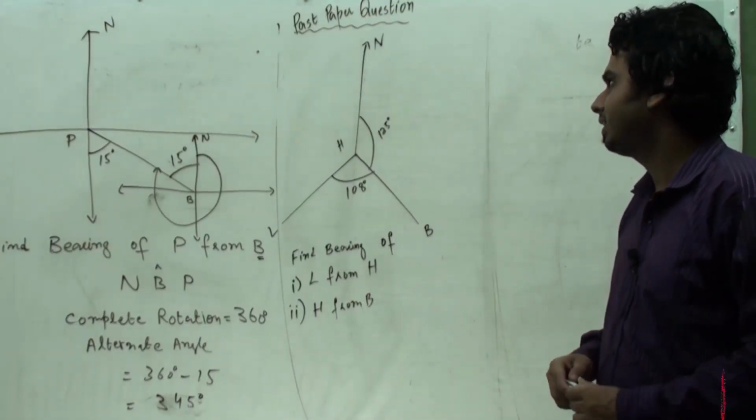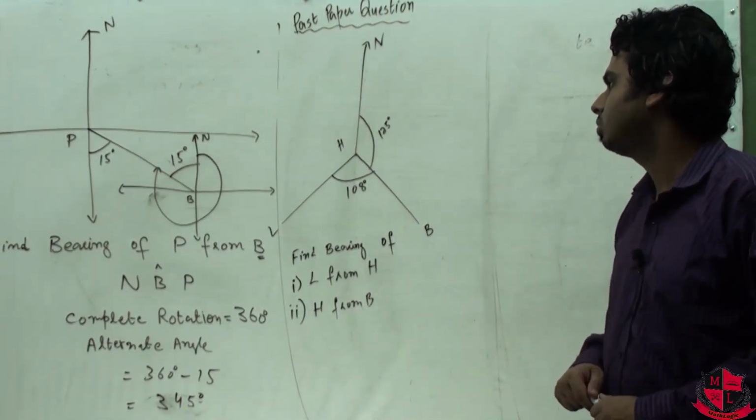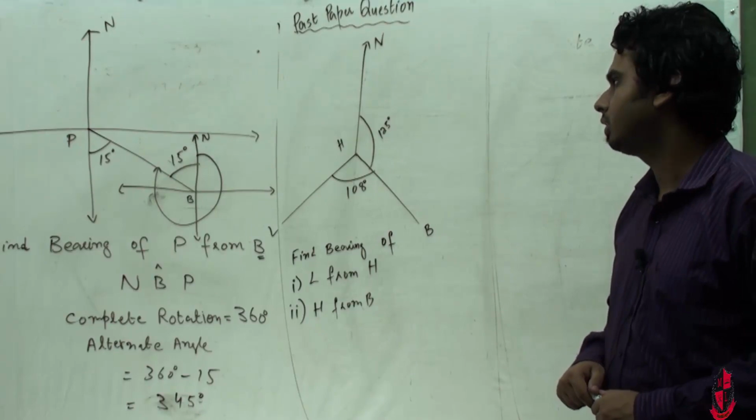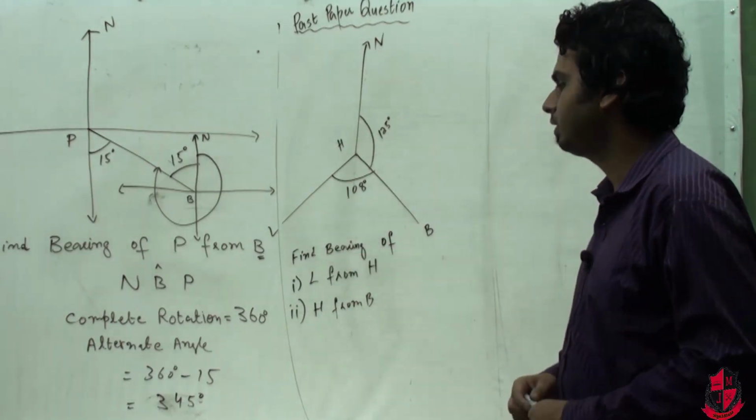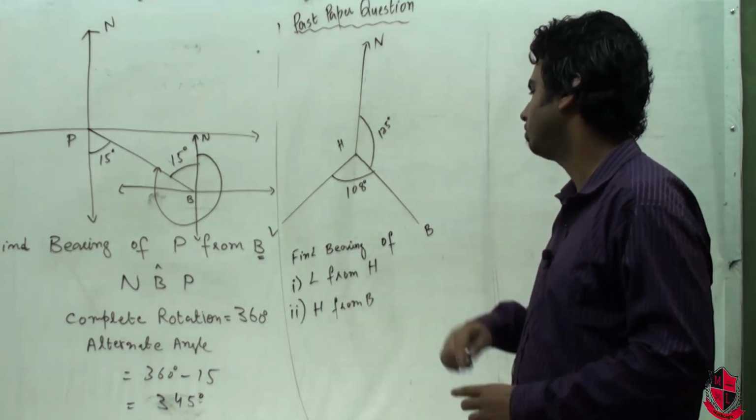So let's take another example. Basically it is a past paper question of paper 1, and the question states that we have north, we have ray B, and we have ray L, and we need to find the bearing of L from H.